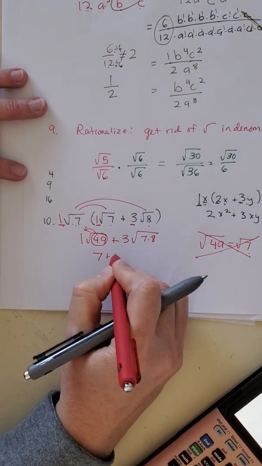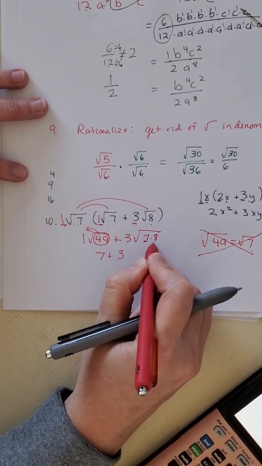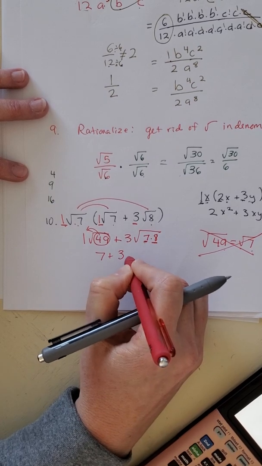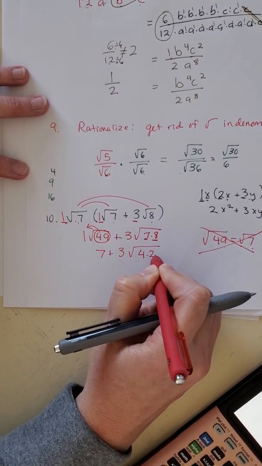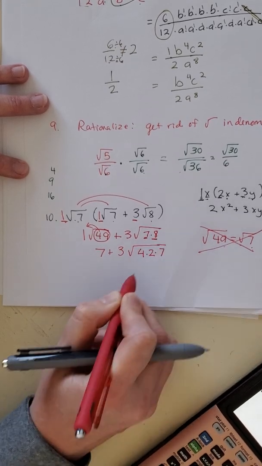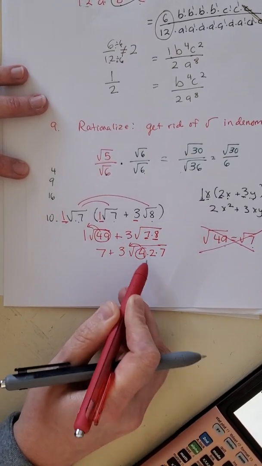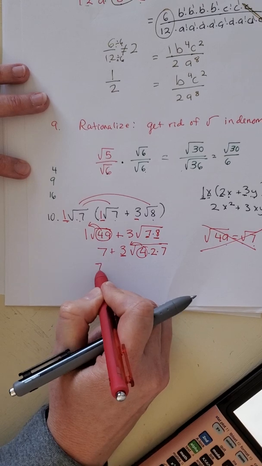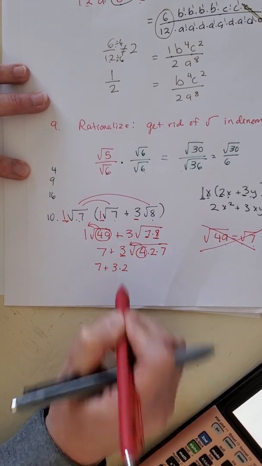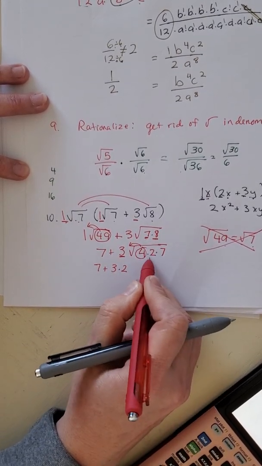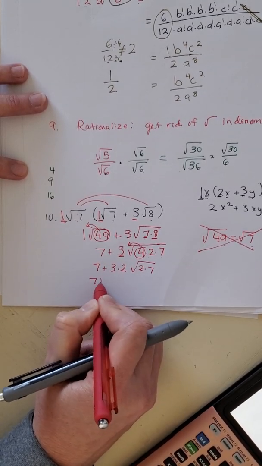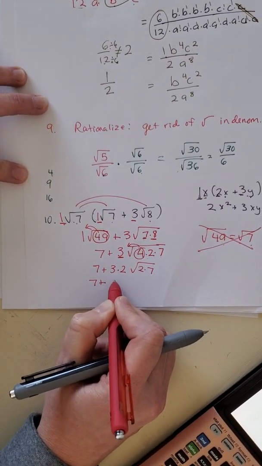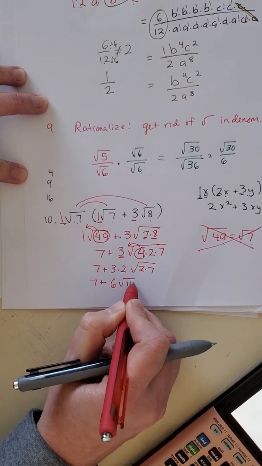All right, plus 3. 7 is a prime. 8 is not a perfect square, but there's a factor in it that's perfect. 4. 4 times 2 is 8, and then times 7. The square root of 4 is 2. It's going to come out. It's going to multiply, remember, multiply with 3. And then under the radical, we have a 2 and a 7. So we're going to simplify. We have 7 plus, this is 6, square root 14.